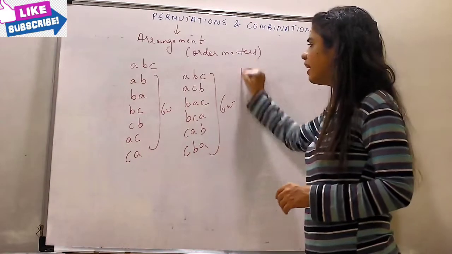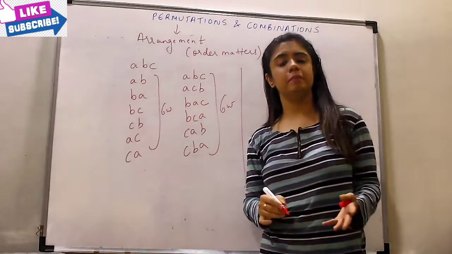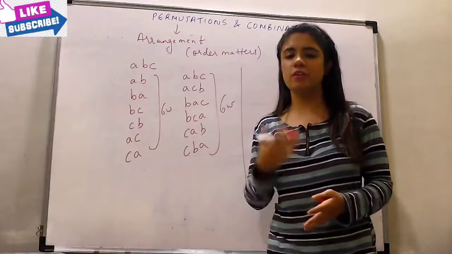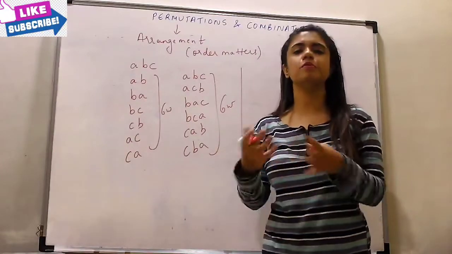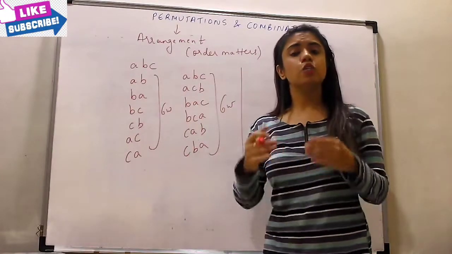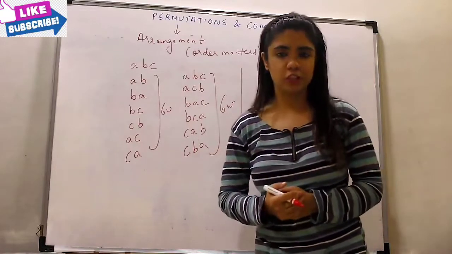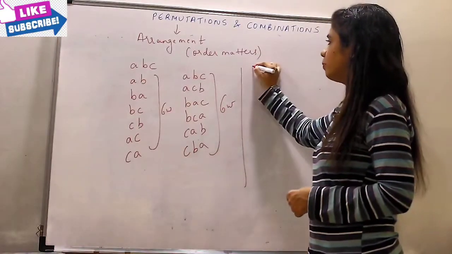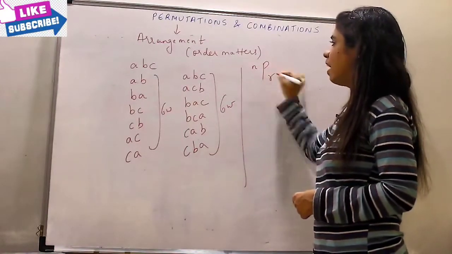Correct? But again, if I tell you I have, let's say, 10 people and I have to arrange 6 of them or 7 of them or 8 of them, it becomes very difficult to do it manually. So we have a formula for permutation also. The formula for permutation is NPR.